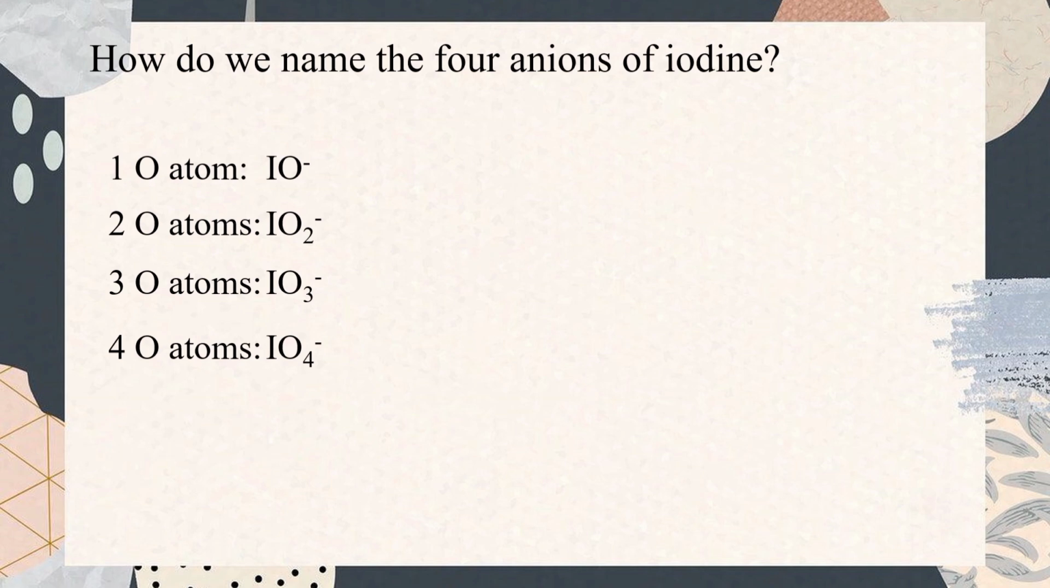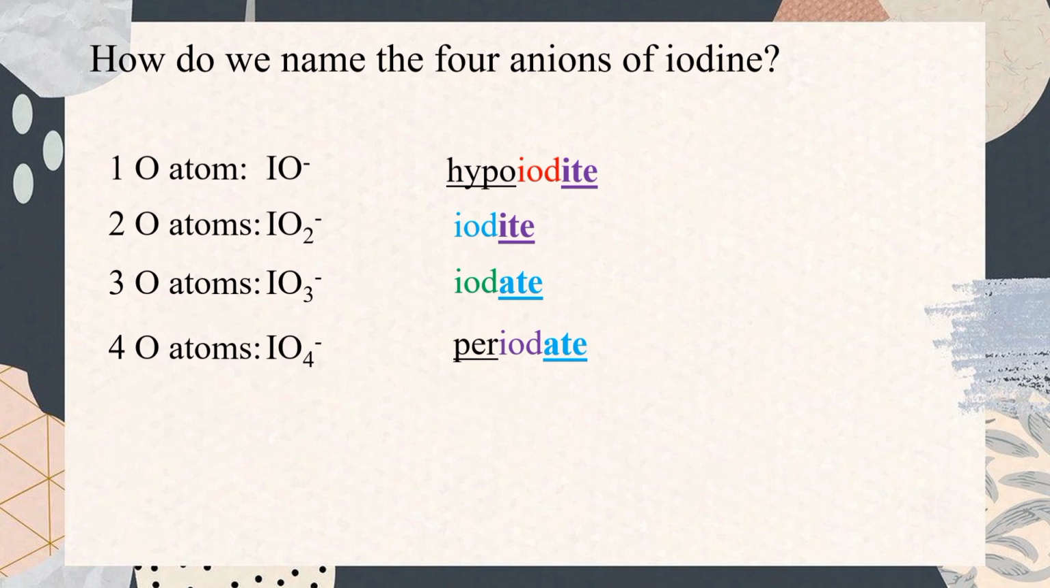How are we going to name the first anion of iodine? We just simply put the prefix hypo in the word iodite. So the correct name would be hypoiodite. How about the second anion of iodine? It's iodite. How about the third anion of iodine? It is iodate. How about the last, or the fourth anion of iodine? Periodate.